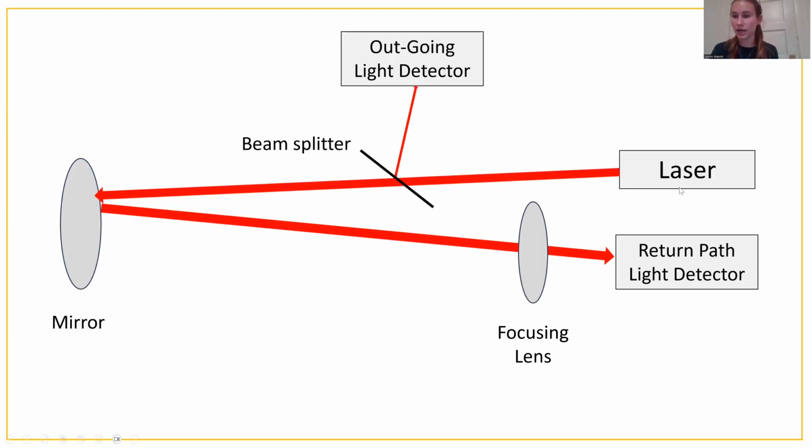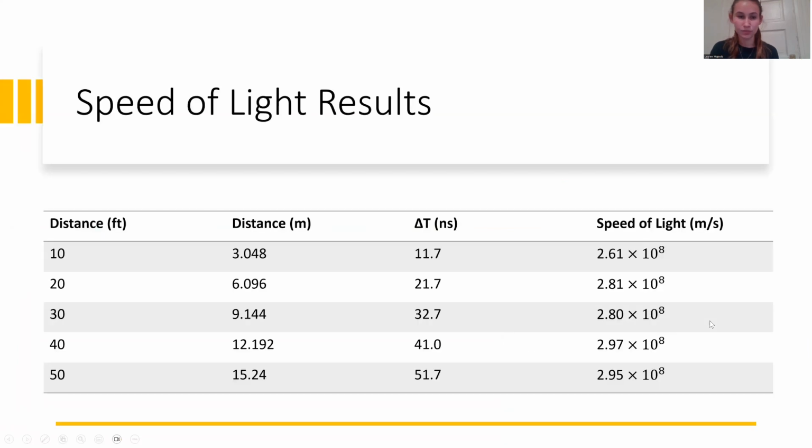This is a general schematic of the beam path, obviously not drawn to scale, but we have our laser going to the beam splitter to get the outgoing pulse, and then the beam is reflected off of the mirror to a focusing lens back to the detector.